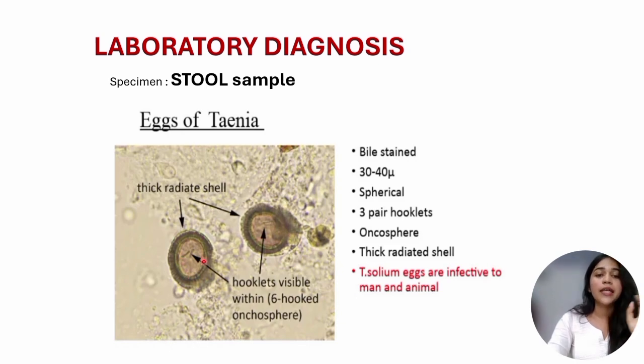They have 3 pairs of hooklets, so around 6 hooklets are visible inside. These hooklets help to anchor in our intestinal mucosa. They have to attach in our intestine to cause infection. The egg also has an oncosphere, the developmental form of the larva, and a thick radiated shell. The Taenia solium eggs are infective to man as well as animals.